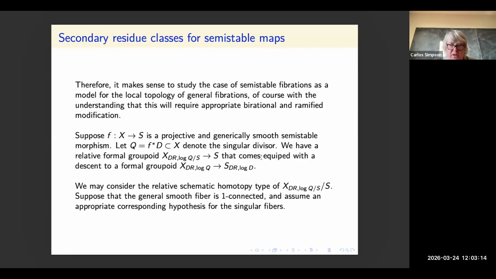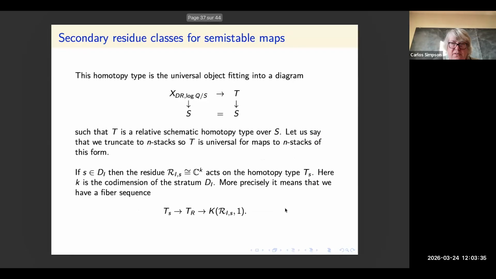Okay. So if we assume that the smooth fiber is connected, then I should say assume here, but actually it's a consequence that over the singular fibers, we also have the vanishing of the H1, because of that property of nilpotent logarithmic connections. Then we have a homotopy type of the relative logarithmic de Rham stack, which is going to be a universal object fitting into a diagram like that.